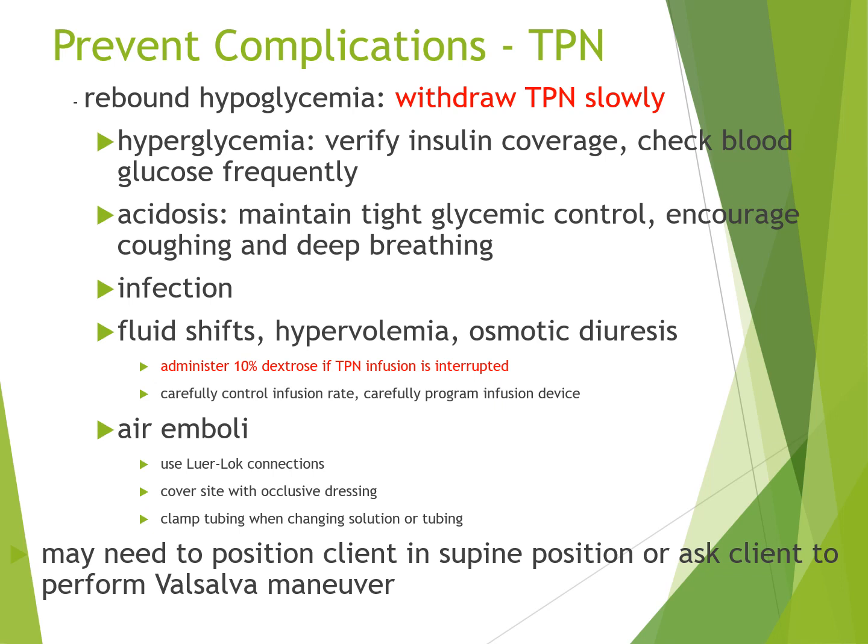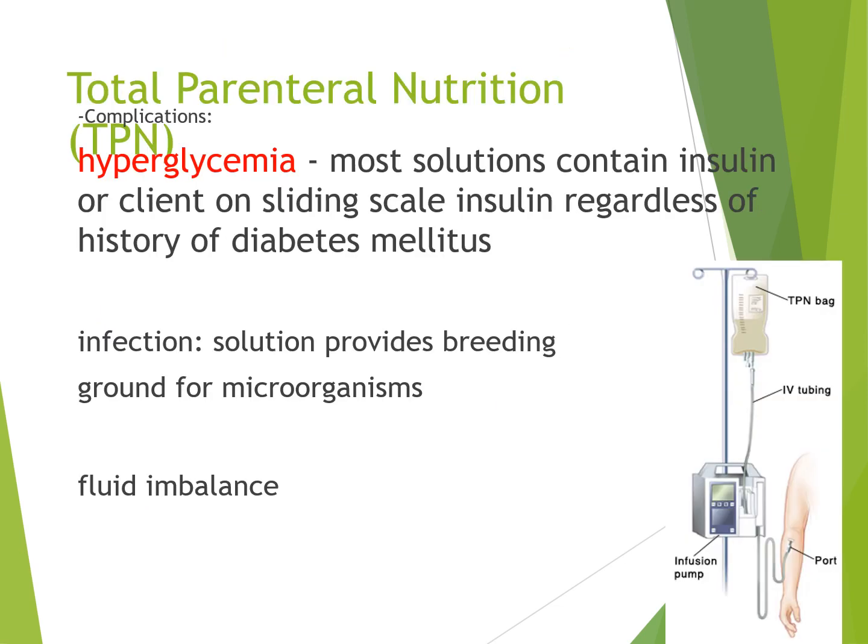With the tubing that we see with total parenteral nutrition, hyperglycemia: most solutions contain insulin, or the client is on sliding scale insulin regardless of history of diabetes. The infusion solution provides a breeding ground for microorganisms and fluid imbalance. So you have to make sure that you stay on top of it.